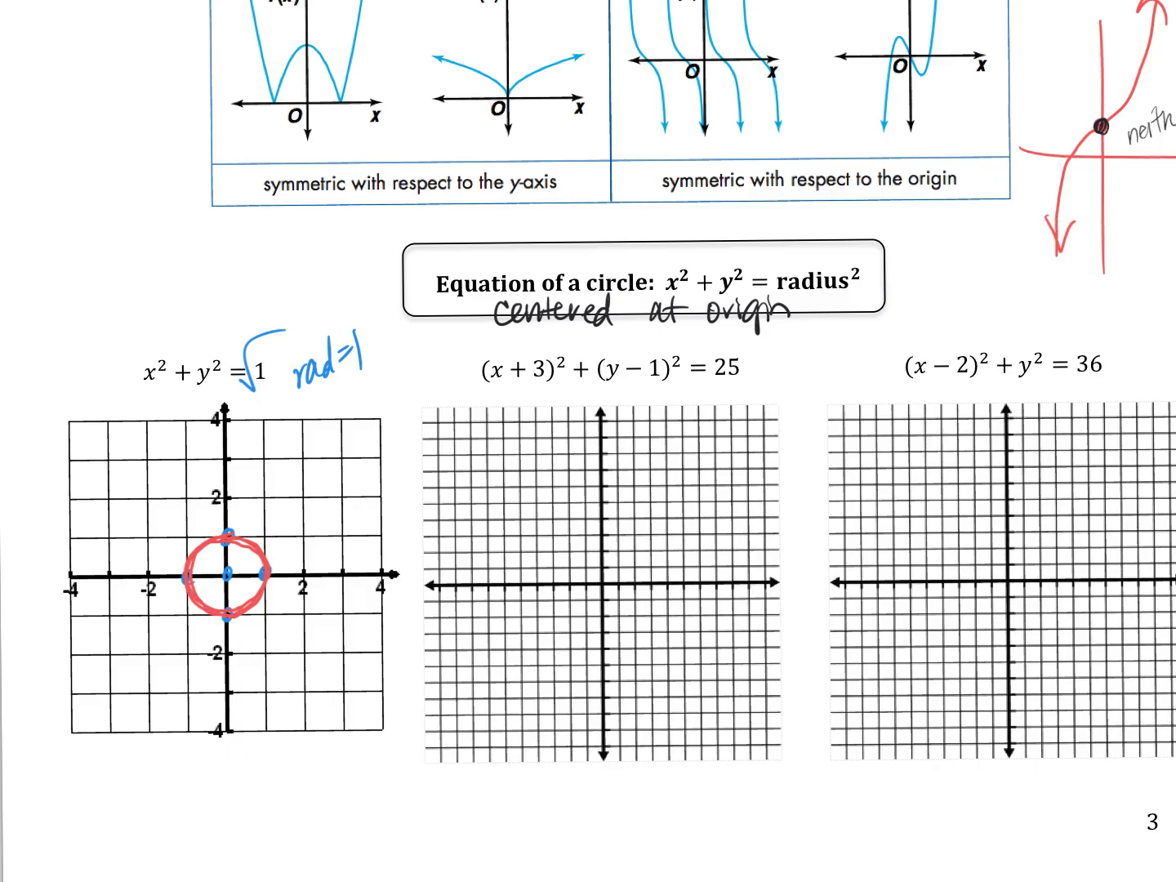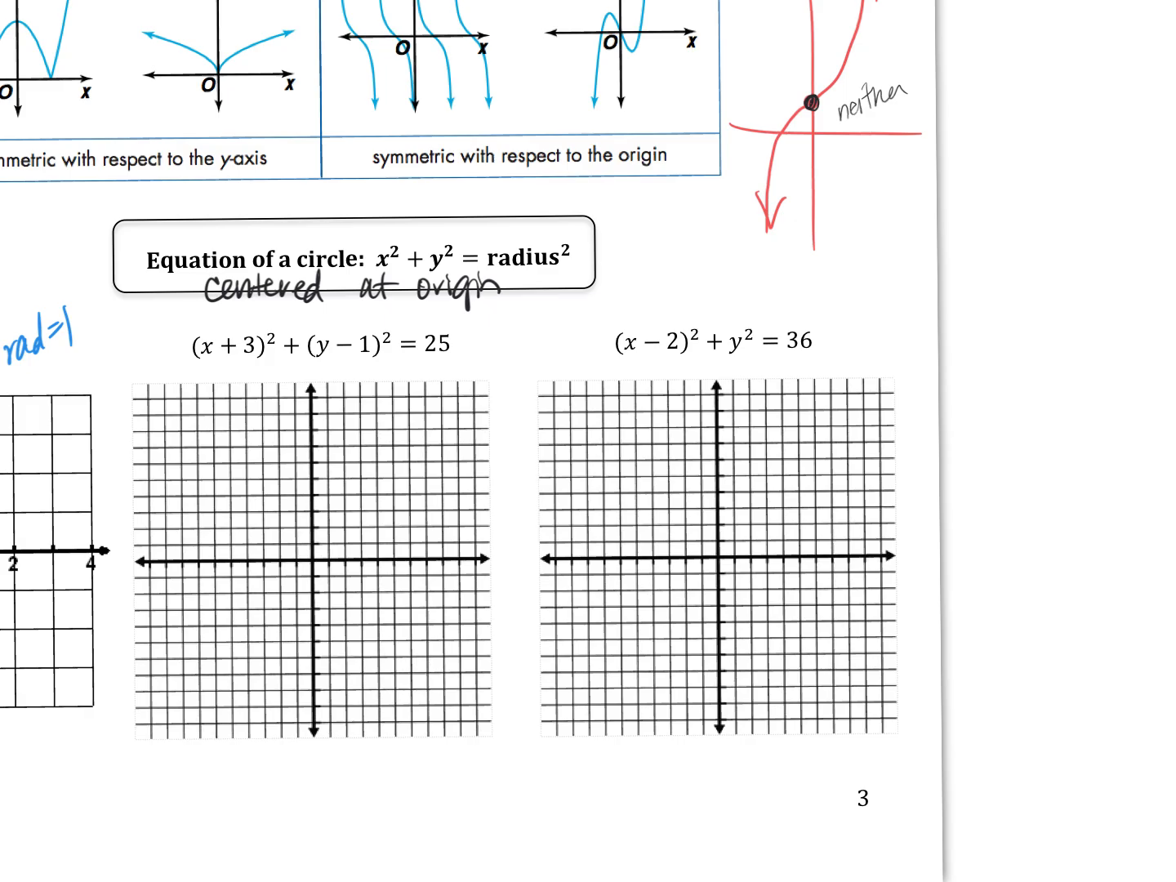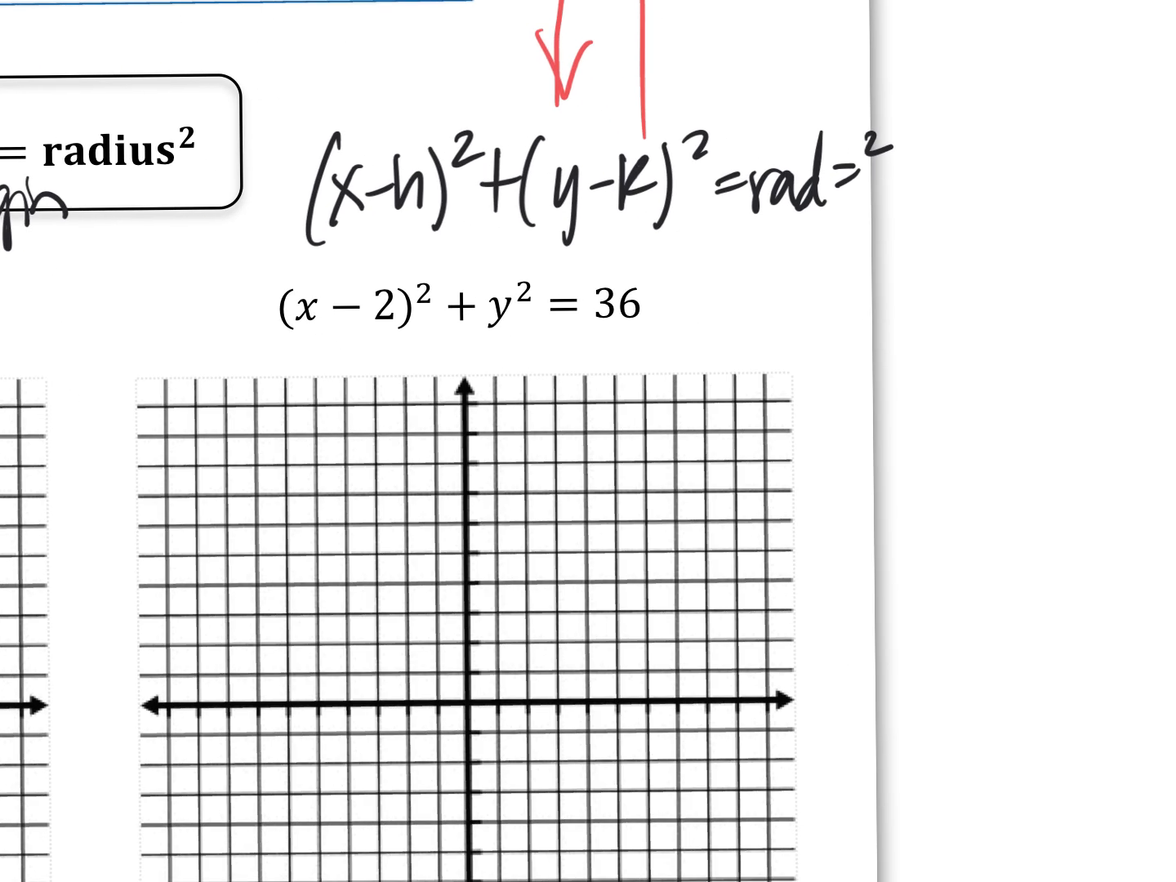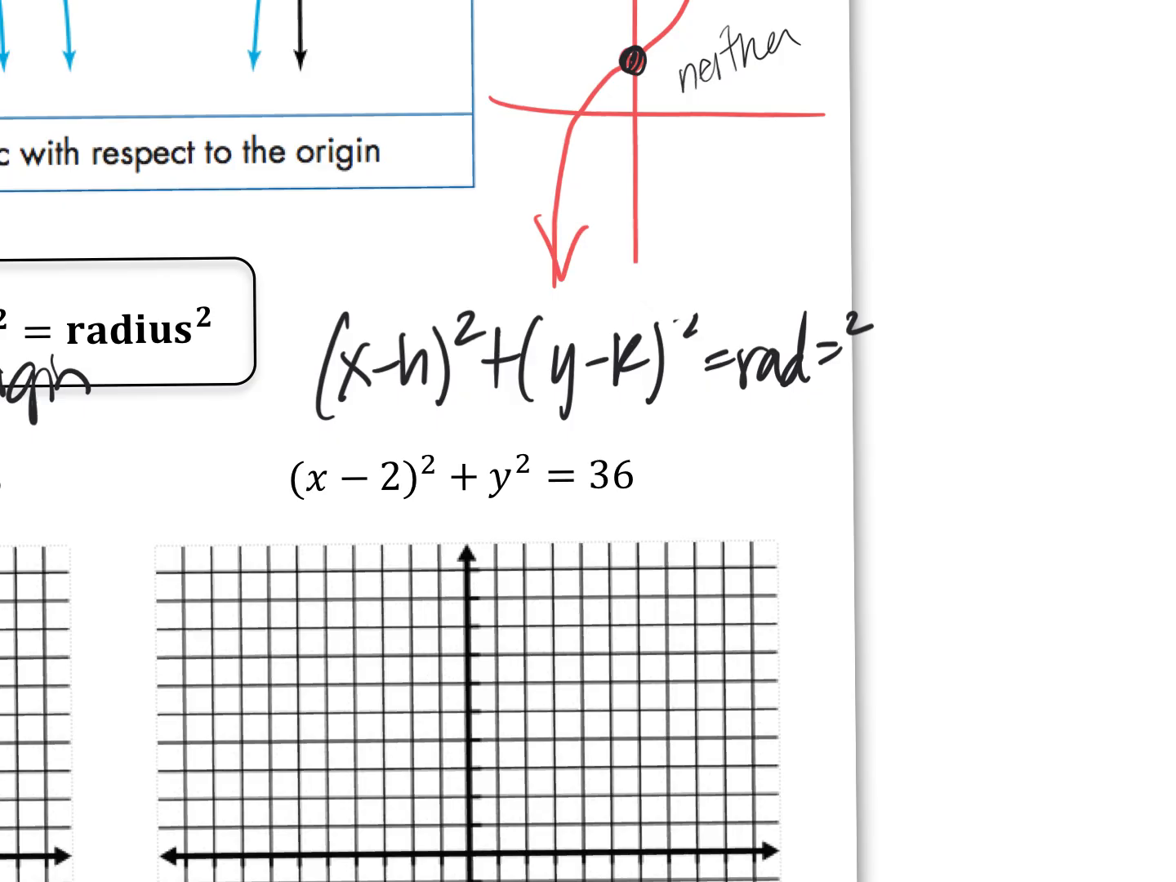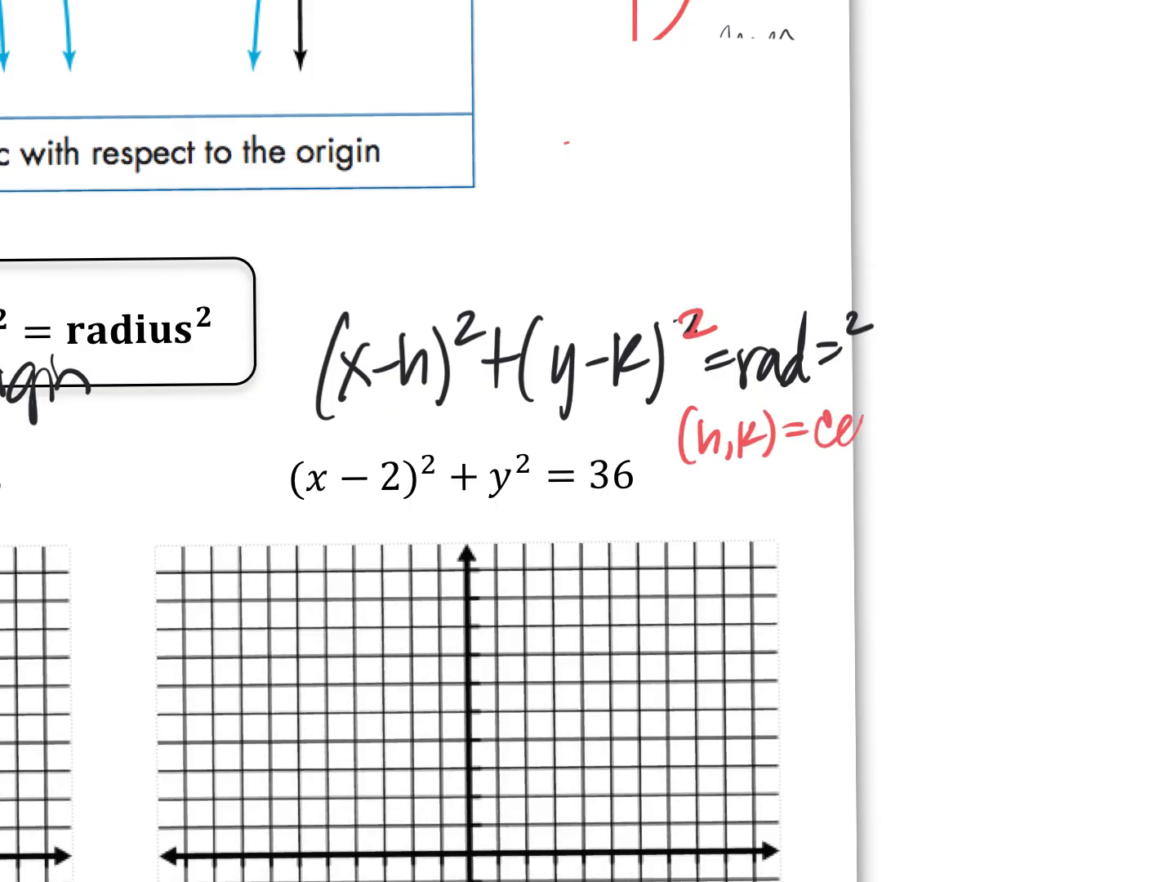Okay. Then, if it's not centered at the origin, I do want us to add this off to the side. This would be x minus h squared plus y minus k squared, that equals my radius squared. That's if it's not centered at the origin. You're like, well, what are you talking about? What's this h and k business? This h and k business is where it's centered. So I'm going to go ahead and say h and k is my center.